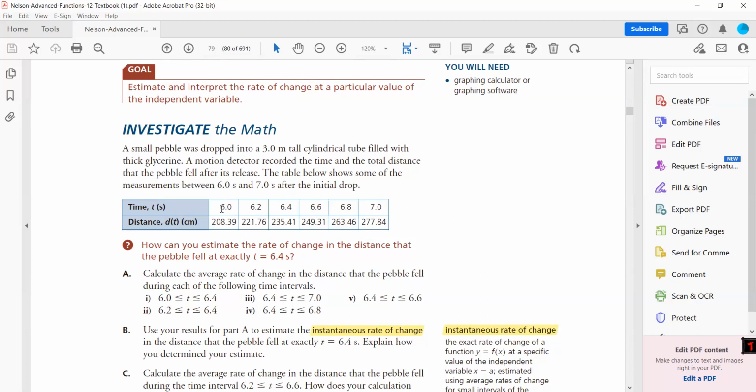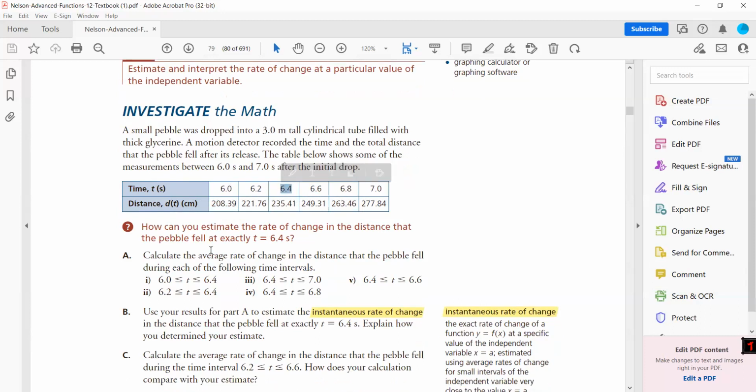So here in the table, we can see that after 6 seconds of falling, the pebble passed a distance of 208.39 centimeters. And we see the moments of time 6.2, 6.4, 6.6. You see they made a little step of 0.2 of a second. And how can you estimate the rate of change in the distance that the pebble fell at exactly time 6.4?